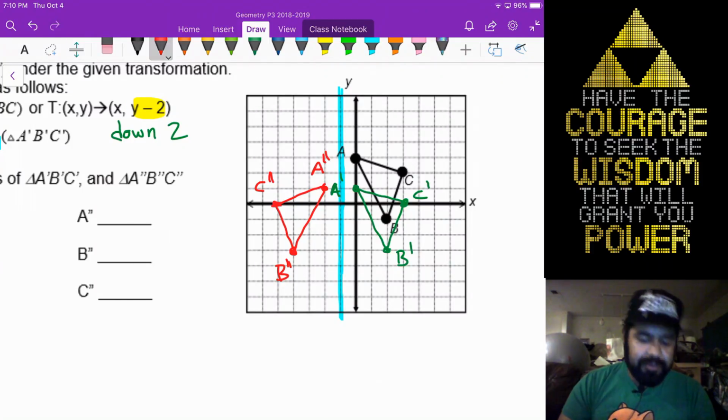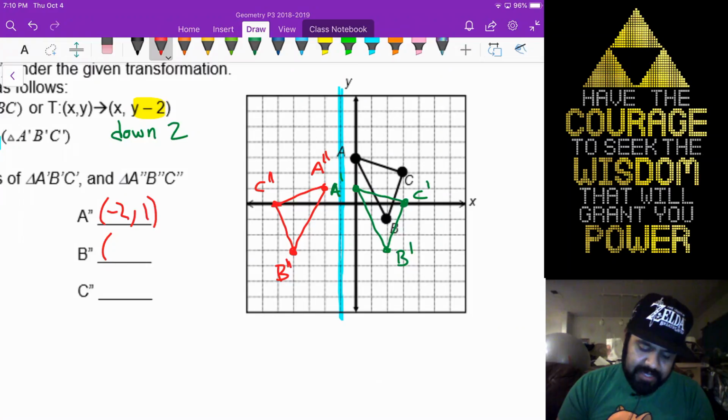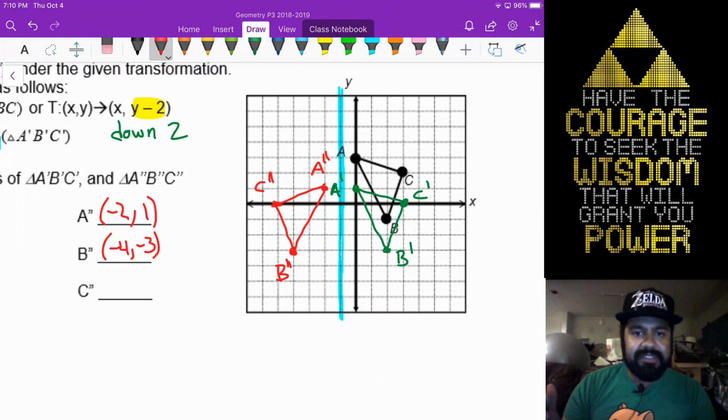Okay, write your coordinates down. 1, 2, so that's -2, 1. This is, let's see here, 1, 2, 3, 4. So -4, -3. And then lastly, C is at -5, 0.